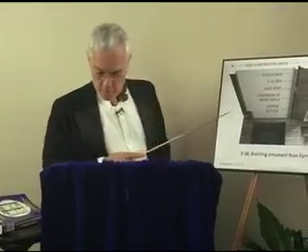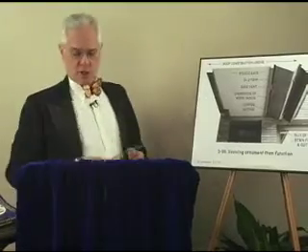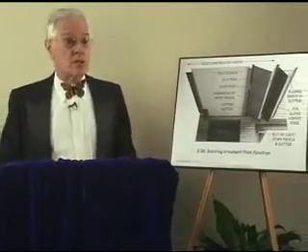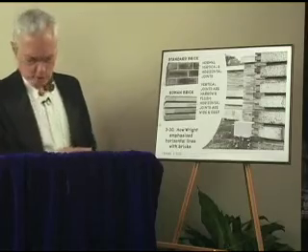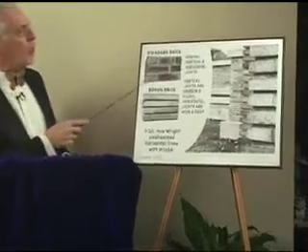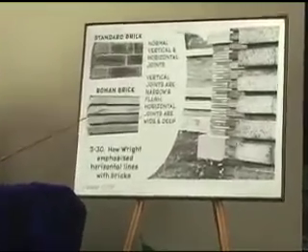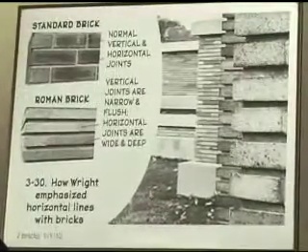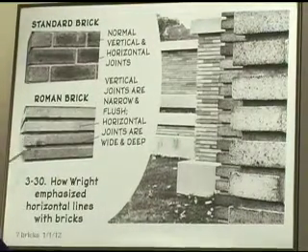The bricks beneath the porch roof in this picture gave Wright another chance to enhance this building's horizontal lines. As you can see from another picture from my book, here Wright didn't use ordinary bricks, but longer, thinner Roman bricks. Then he made the vertical mortar joints narrow and flush with the brick surfaces, and the horizontal joints wide and deep to give the masonry a horizontal look.